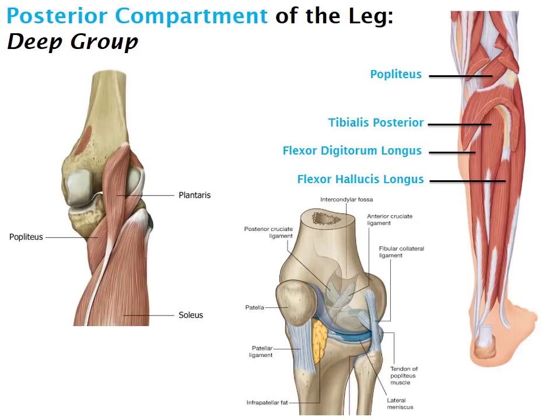With the gastrocnemius, soleus, and plantaris being the superficial group in the posterior leg, the deep group consists of 4 muscles, all of which are innervated like the superficial group of muscles by the tibial nerve. So again, tibial nerve innervates all of these muscles in the posterior compartment. The proximal most muscle is the popliteus. So here we see that popliteus muscle.